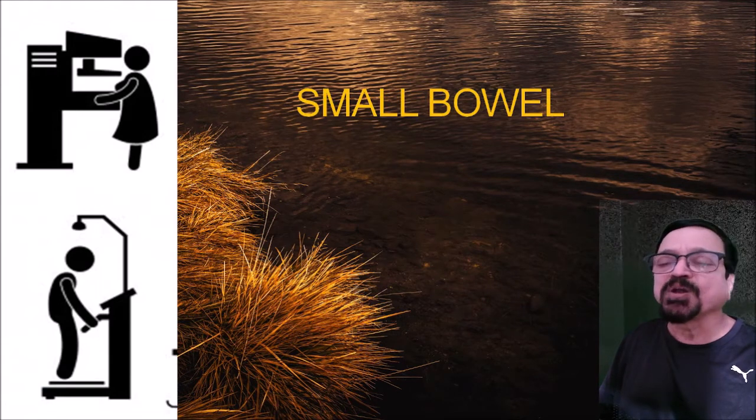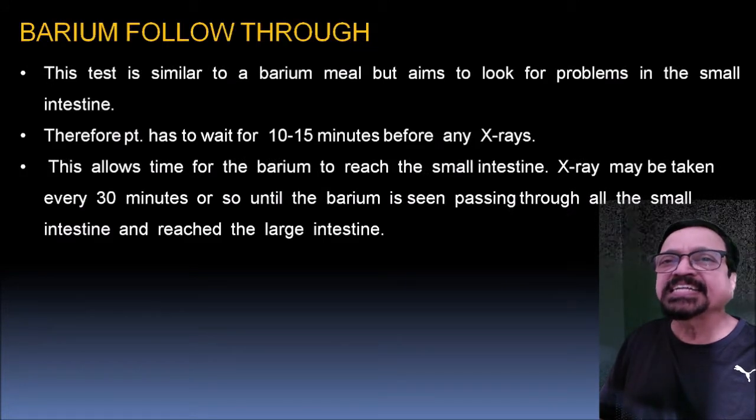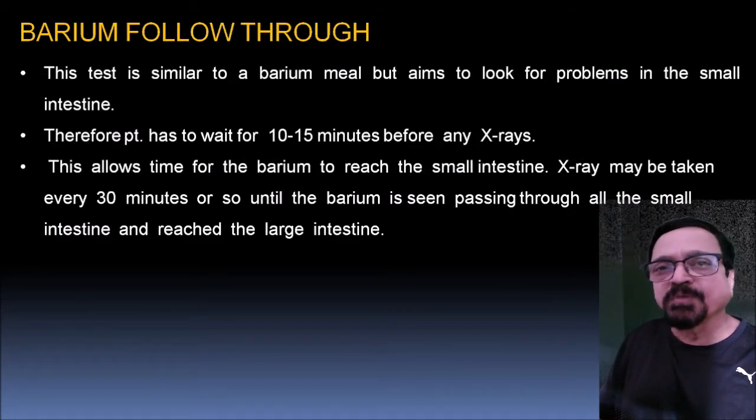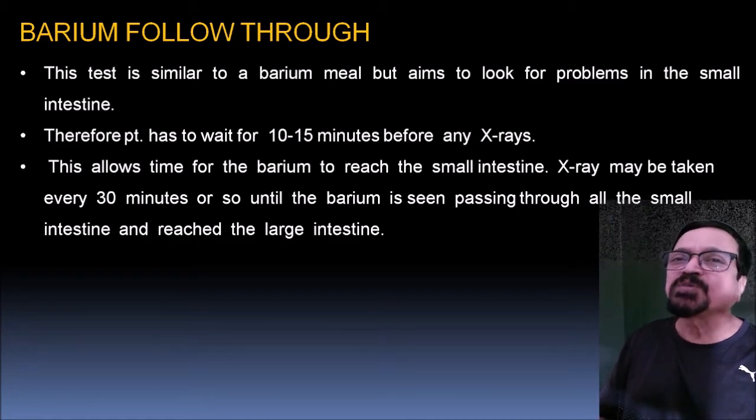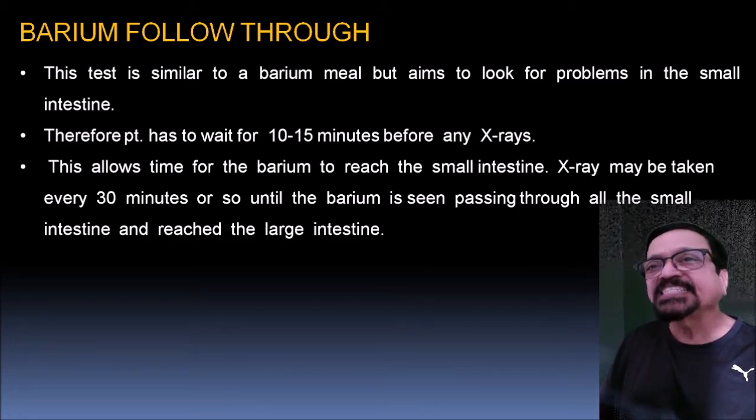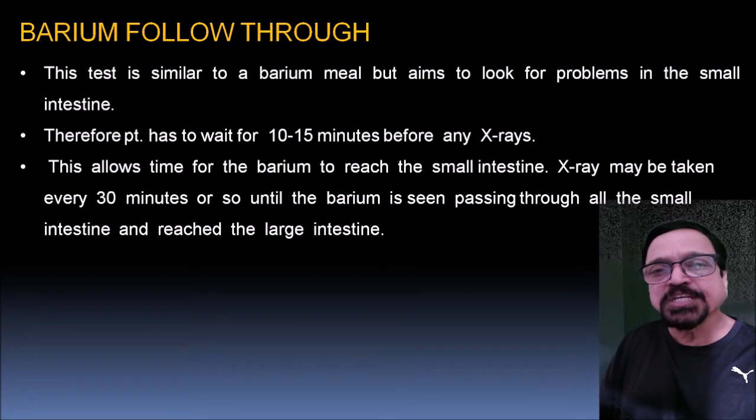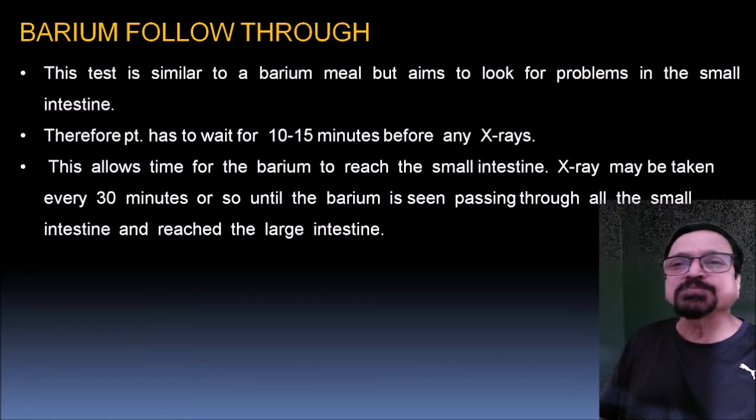Now next is the small bowel. We have seen the technique for the stomach, we have seen the technique for the duodenum, and now we are seeing the technique for the small bowel, that is called barium meal follow through. Now what is a barium meal follow through? This test is similar to barium meal but aims to look for problems in the small intestine, but the barium has to pass through the esophagus, stomach, duodenum and then into the small bowel.